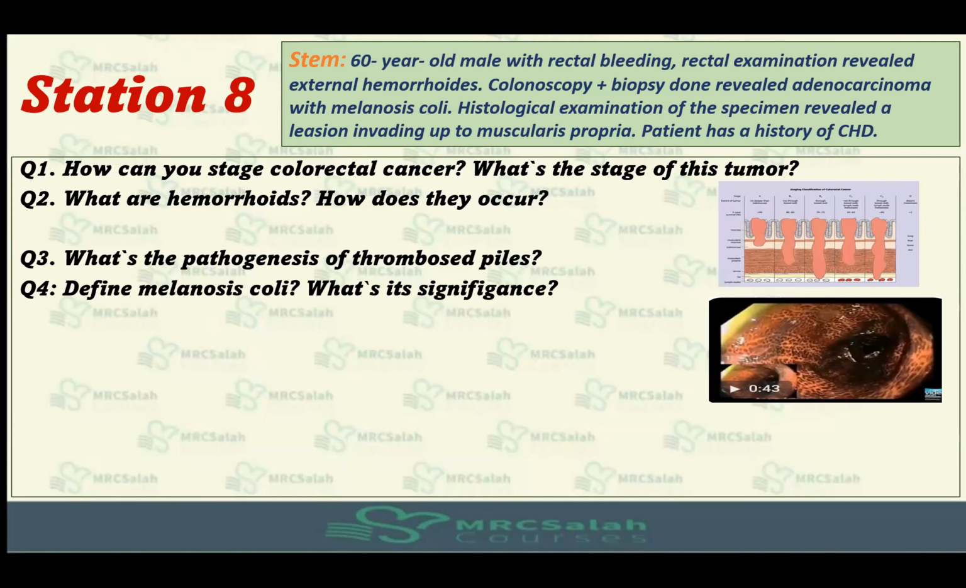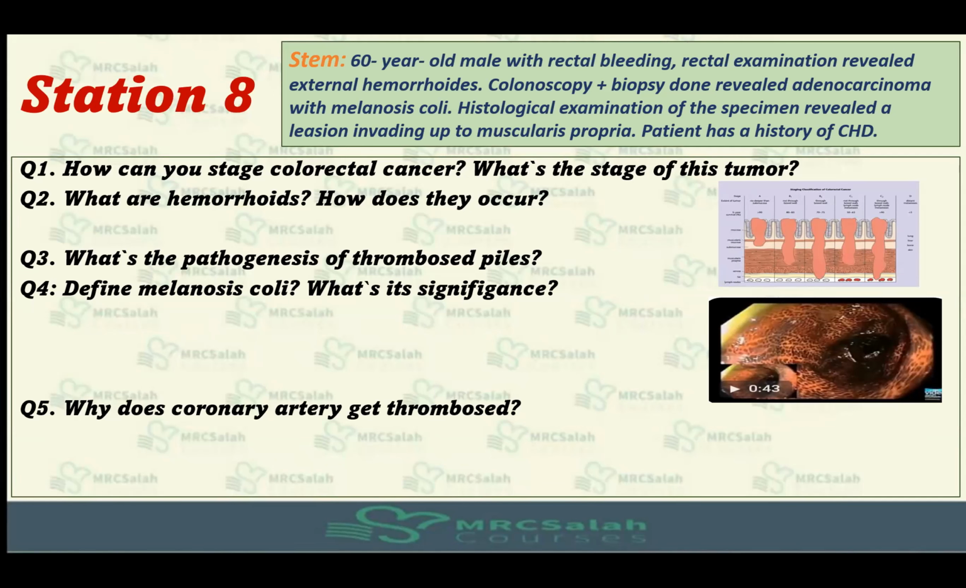So can you please define melanosis coli and what's its significance? Yes, this is a benign condition, it's pigmentation of the wall of the colon that can be seen on colonoscopy. Yes, it's an accidental finding during colonoscopy, non-significant. It's actually due to deposition of lipofuscin dye, and it's related to chronic use of laxatives.